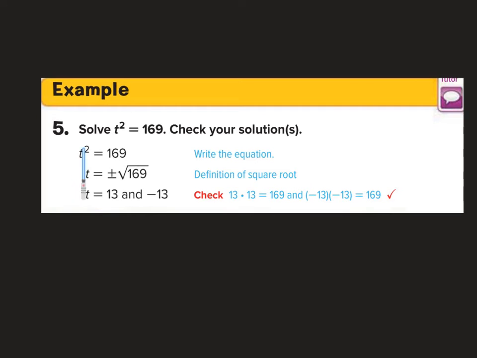For example 5, we're looking at things a little differently. We're being asked to solve t squared equals 169. So essentially, we're looking to find the value of t, and that value squared will give us 169. So the definition of a square root is t is equal to plus or minus the square root of 169. And I found that t equals 13 and negative 13 is the solution. And the reasoning is 13 times 13 equals 169, and negative 13 times negative 13 also equals 169.